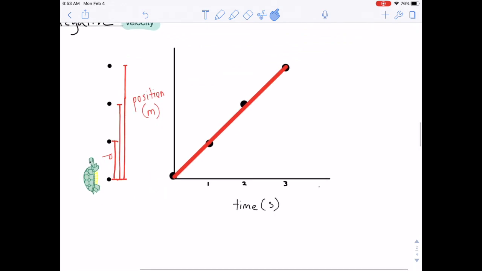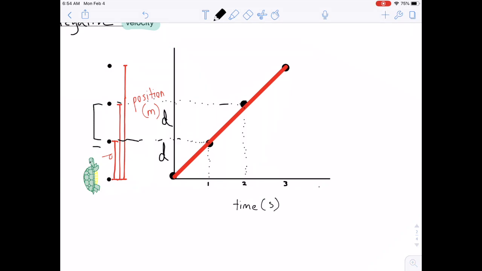So let's see here. We've got a position versus time graph, and when we look at it, at 1 second, we see it's traveled this initial distance, d, and you can see that if we go over and look at that model over there on the left. At 2 seconds, he's traveled twice the distance. And you can see that right there. That's twice the distance. At 3 seconds, he's traveled 3 times the distance.